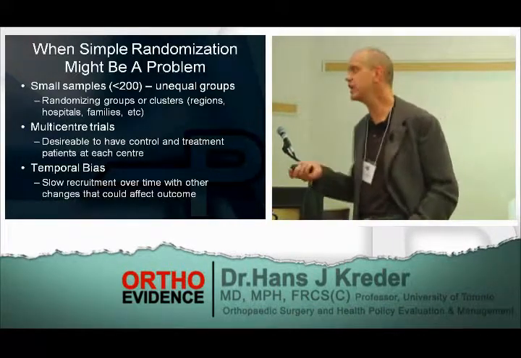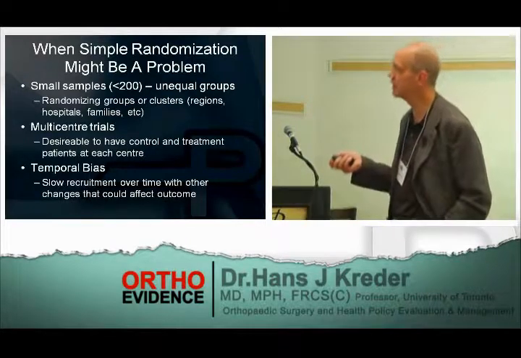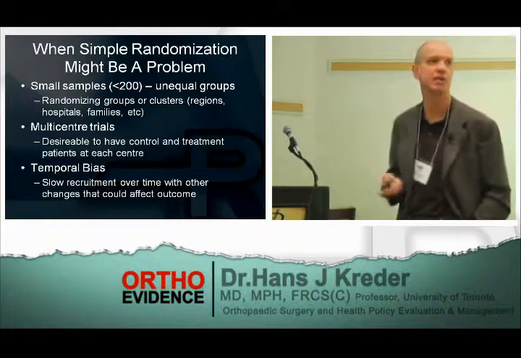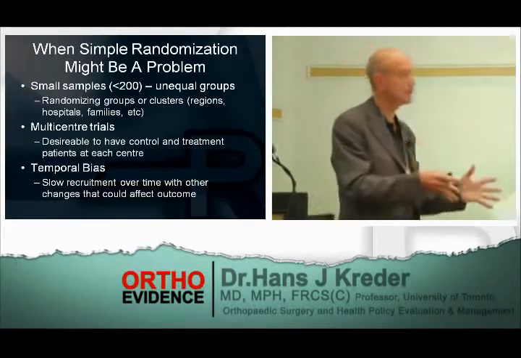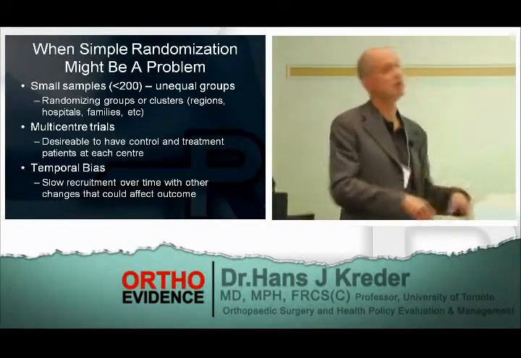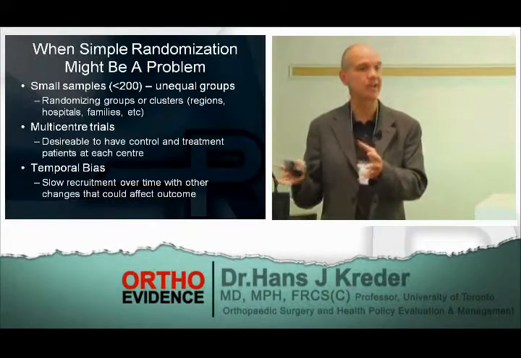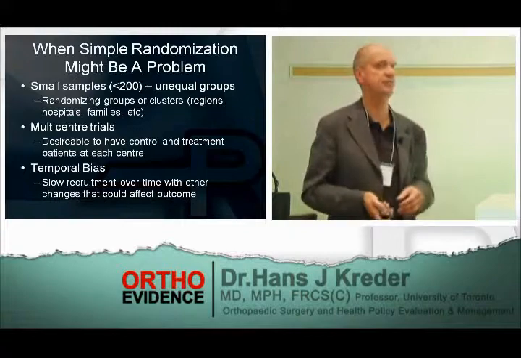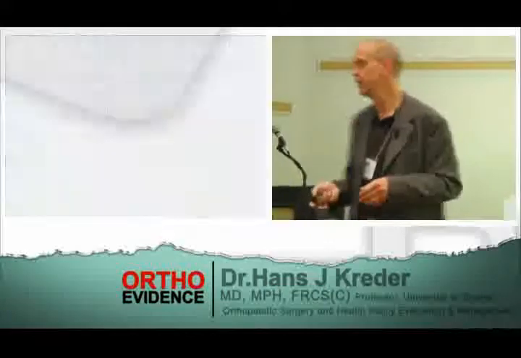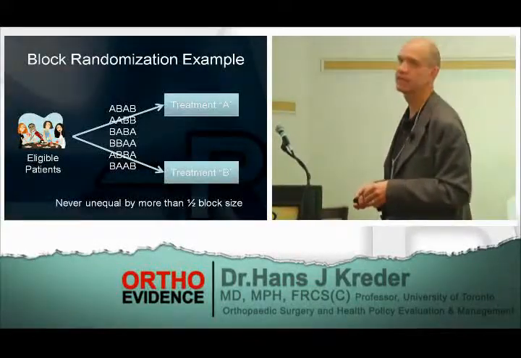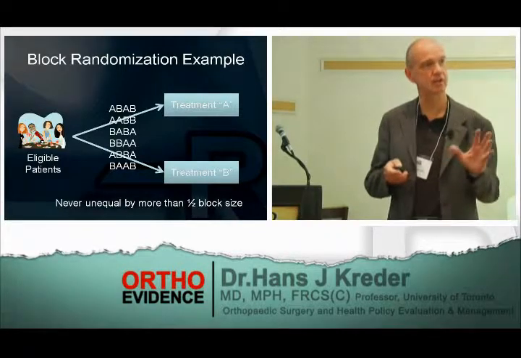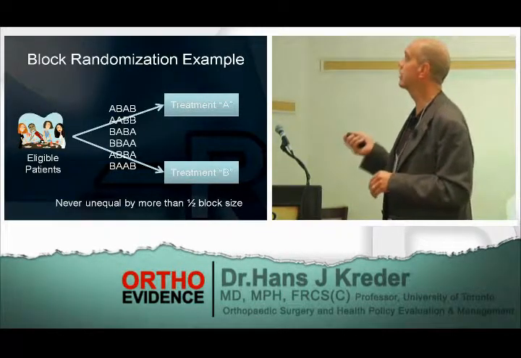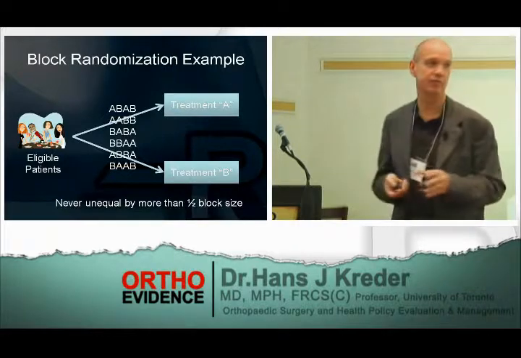So you want to keep a balance of treatment A or experimental versus control over time, so that you don't have all of treatment A at the beginning of the trial and all of treatment B at the end, and one might look better than the other because of other things that have changed that affect the outcome. So all of these things make a simple randomized trial potentially problematic. So block randomization is a way of overcoming that.